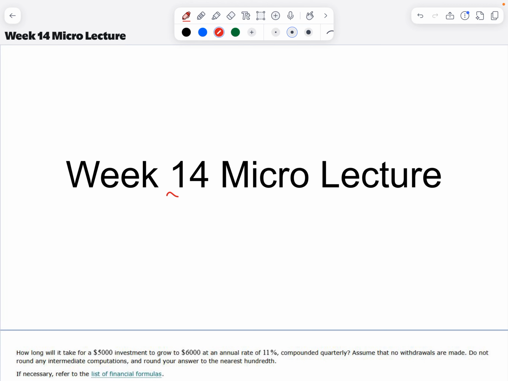People. We're in week 14. This week you're going to need to use the compound interest formula. So I'm going to write this down here. This is something that you should absolutely put on your little cheater sheet for your test. Remember, you're allowed a one-page front and back notes.